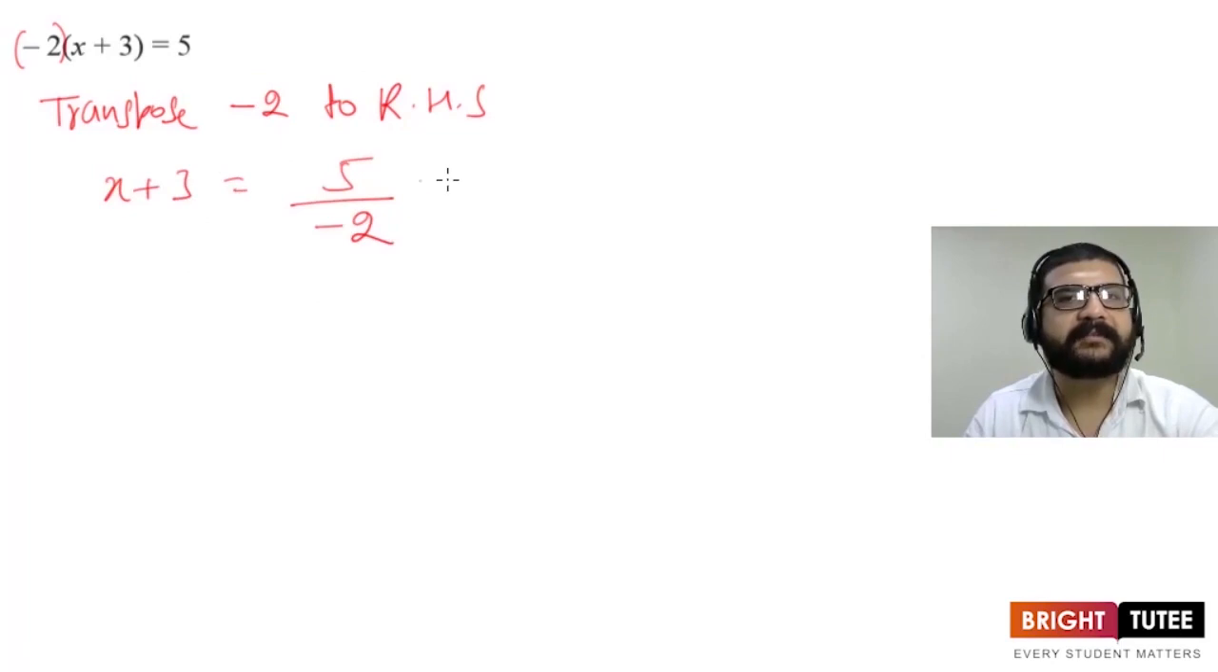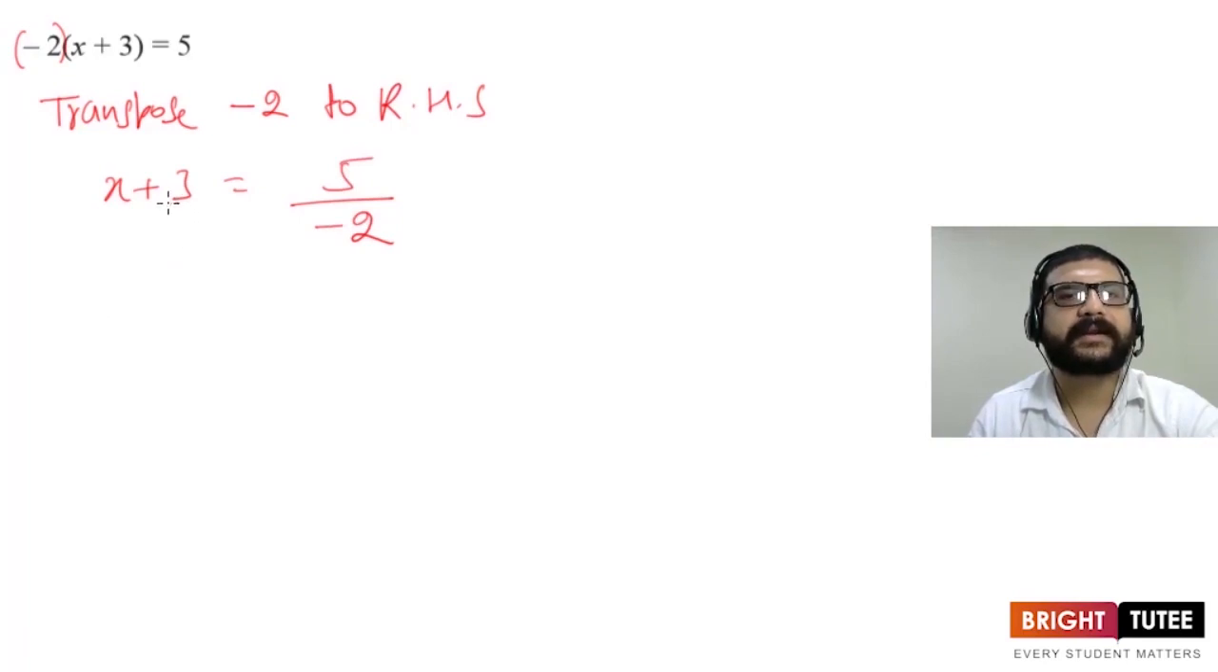We can't add 5 to the RHS. Here this minus 2 is not subtracted from the variable. Here minus 2 is multiplied with the variable, so it will come in division only. So now we are left with x plus 3 is equal to 5 upon minus 2.